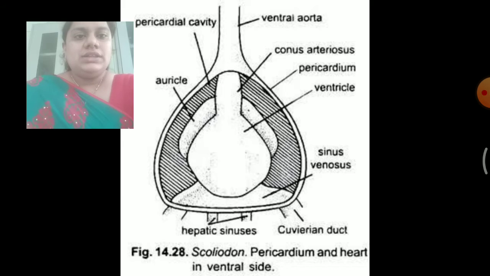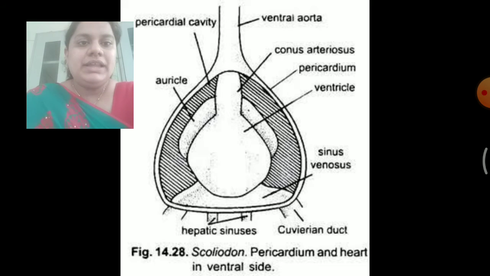As you see in the two labels here, at the very end, that is the hepatic sinus and Cuvierian ducts. With these two parts, they collect the venous blood from the different parts of the body. Venous blood is nothing but deoxygenated blood. After the metabolic activities, the deoxygenated blood is collected from the different parts of the body through the hepatic sinus and Cuvierian ducts, and it reaches the sinus venosus.